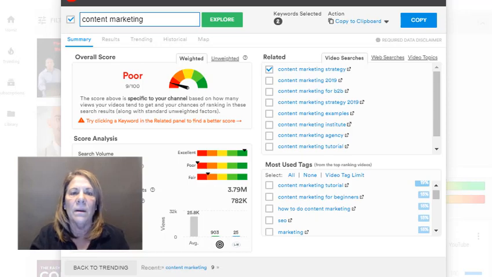Now, I use TubeBuddy, and TubeBuddy actually has a keyword explorer. So I went ahead and put in content marketing. I hit explore, and it's going to tell me what its search volume is, what the competition is, what its optimization strength is. So yeah, it's fair, but a lot of people aren't searching for it.